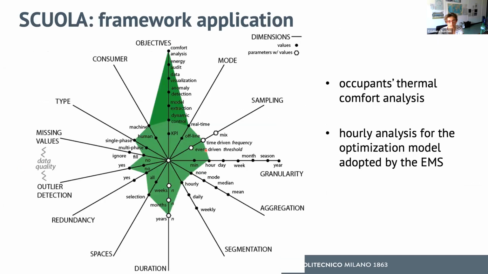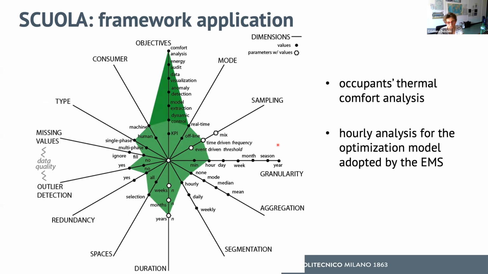Let me show you the choices that we did with respect to this framework for the Scuola case study. In this case, we were interested in the comfort analysis for the users. So one focus was the dark green shade that takes all the points in this kind of radar. So it's the comfort analysis. And then all the other choices are in common with the two different scenarios.